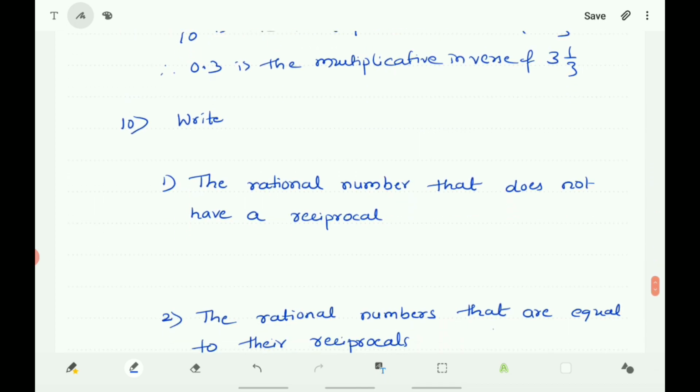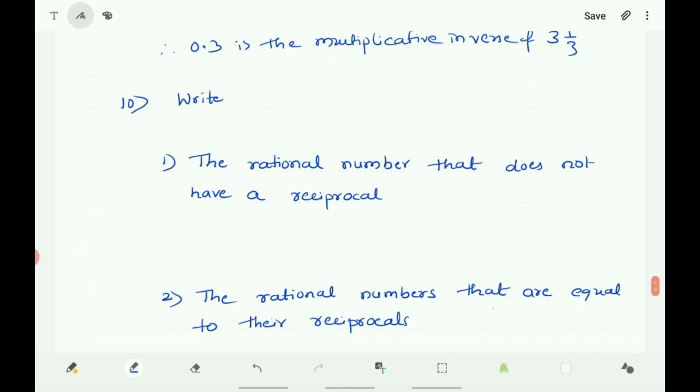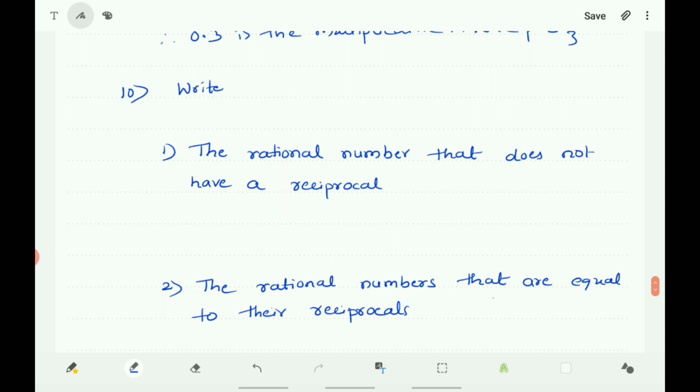Now here there is a question in the 10th one. Write first one, the rational number that does not have a reciprocal. Already it is said that only one rational number is there which does not have a reciprocal. You know that is 0. 0 is the rational number that does not have a reciprocal. You write the answer here.